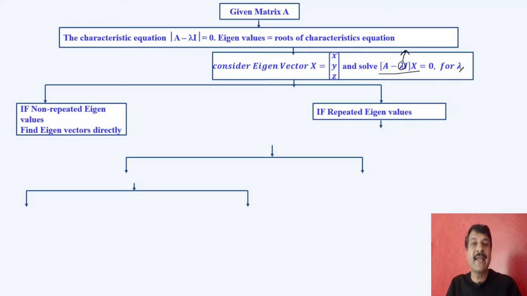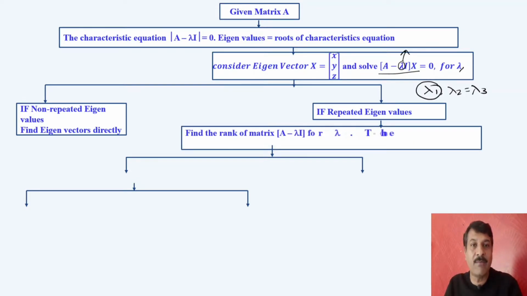But if repeated eigenvalue, for example, there may be lambda 1 and lambda 2 equal to lambda 3. In this case I will first find the eigenvector corresponding to lambda 1 because it is non-repeated. Directly we can find. But for lambda 2 equal to lambda 3, meaning a repeated eigenvalue, what to do here? You have to find the rank of matrix A minus lambda I after substituting this lambda 2 or lambda 3. So you put that repeated value and get one matrix. You find the rank of that matrix and suppose that rank is r. Then n minus r eigenvectors are possible.